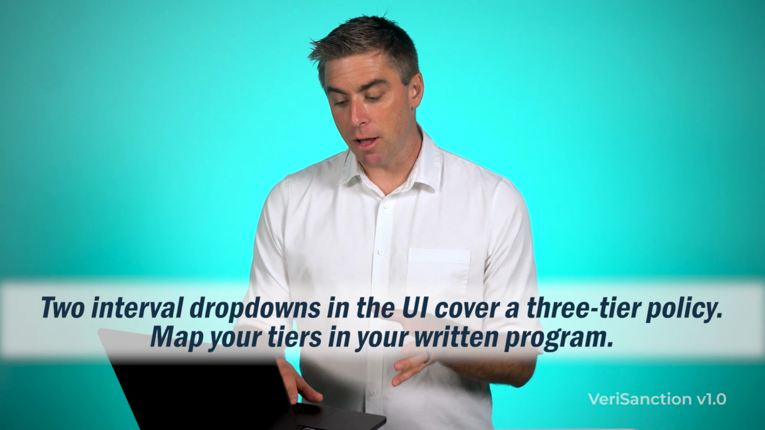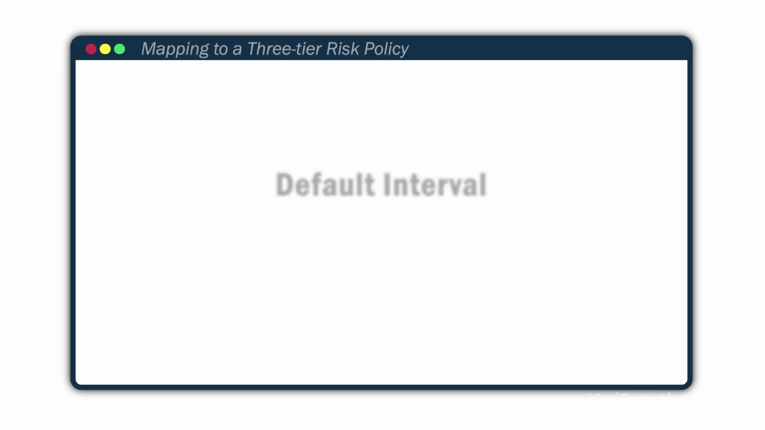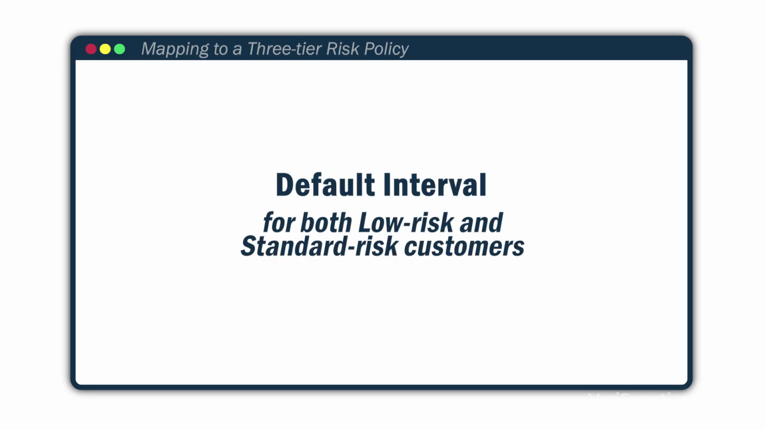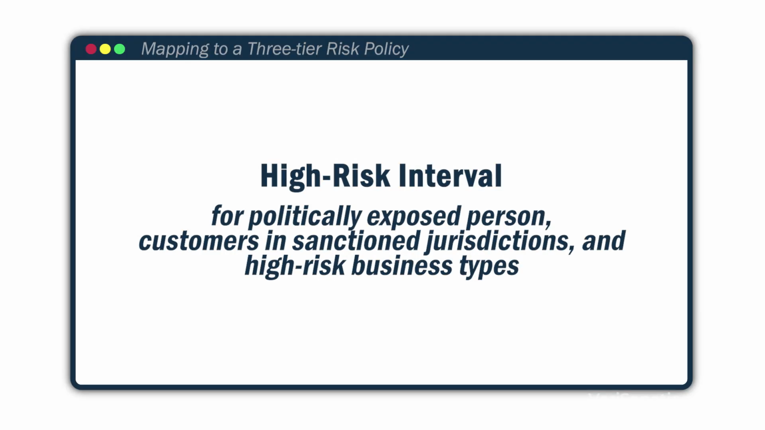Your written compliance policy probably uses 3 tiers: low, standard, and high. Now, here's how that maps to the 2 dropdowns. Use default interval for both your low risk and your standard risk customers, choosing the value that fits the larger group. Many firms set default interval to 10 months for retail and adjust on a per customer basis from the individual's profile. Use high risk interval for politically exposed persons, customers in sanctioned jurisdictions, and high risk business types. Most firms set this to 3 months or tighter.